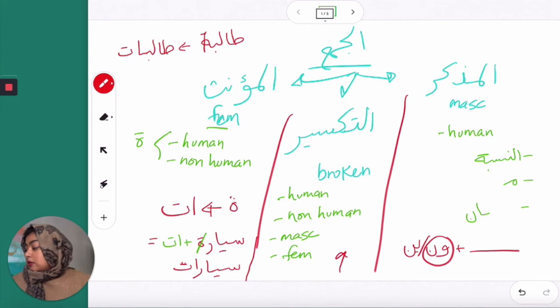So let's look. نحن الآن في الدرس الثالث, we are now in lesson three. Page 49. So you're going to go ahead and open up to page 49.